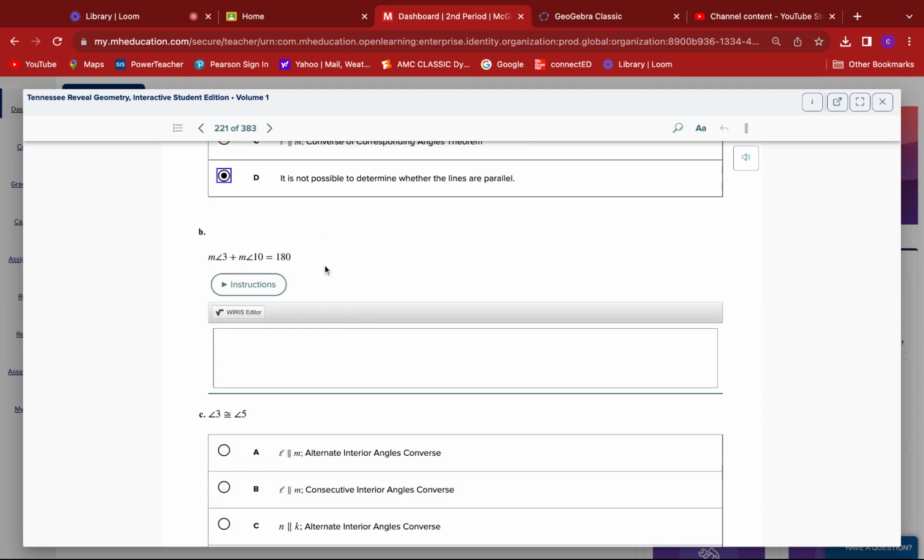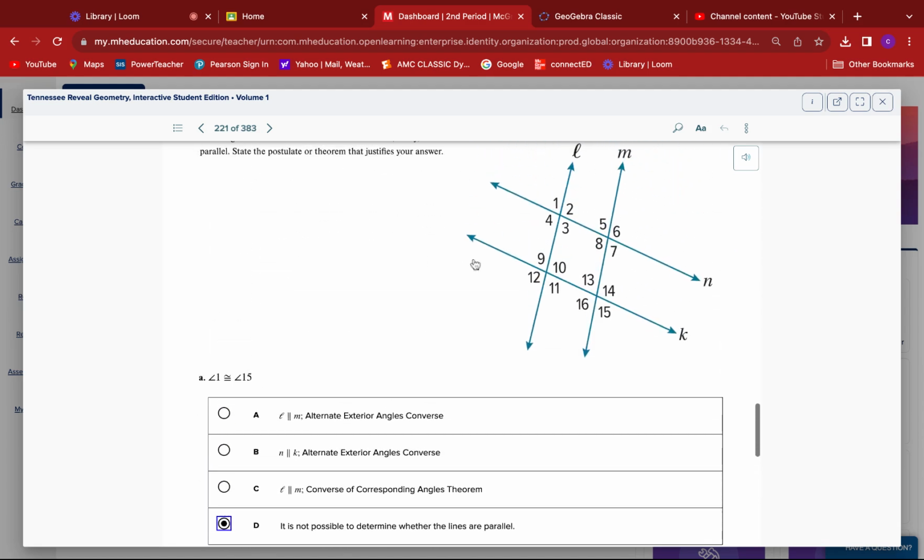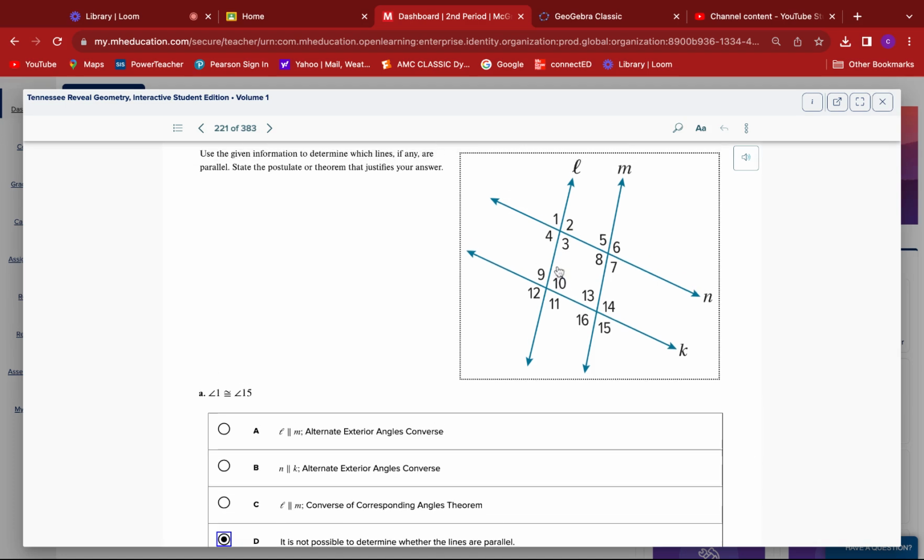All right, let's see what we're going on here. Angle 3 plus angle 10 is 180. Well, here's angle 3. There's angle 10. Do they add up to be 180, I guess is the question. Well, is there a line they're both on? Yeah, they're both on L. They are on the same side of L, which means our only choices for same side are consecutive interior. And yeah, consecutive interior angles are supplementary.